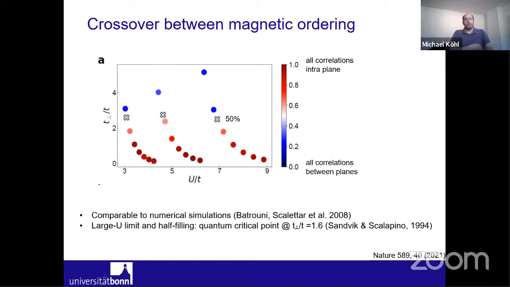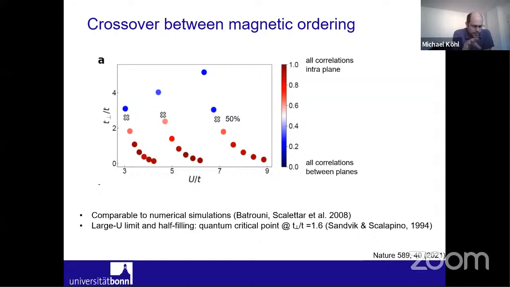So that's our result here. This result is actually not too far away from the predictions of the quantum critical point by Sandvik and Scalapino from 25 years ago. They considered the large U limit, and they found the quantum critical point at around 1.6. Given the fact that we still have a lot of temperature, and that we have the ambiguity of choosing the 50% point of these correlations, we're somewhere in the ballpark.